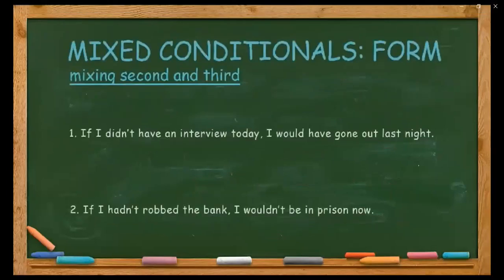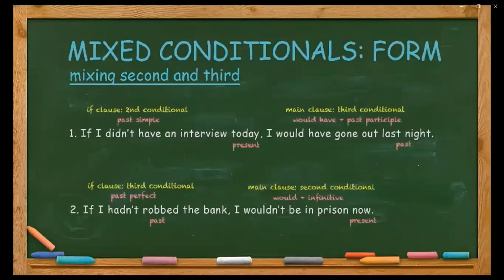Let's look at the form for mixed conditionals. We'll look at the two sentences we've already been studying. Sentence 1. The if clause uses a second conditional with the past simple and present time, if I didn't have an interview today. The main clause uses the third conditional, would have plus past participle, past time. I would have gone out last night.